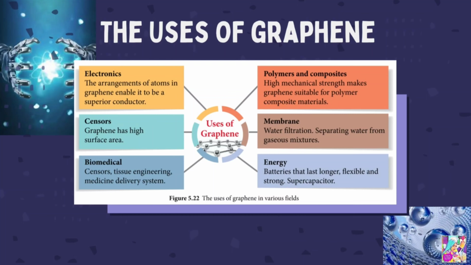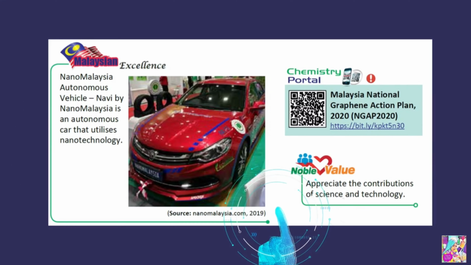Next, we use graphene in polymers and composites, because its high mechanical strength makes graphene suitable for polymer composite material. And then we use graphene in membranes. Why? Because of water filtration, separating water from gas mixtures. Lastly, the use of graphene is for energy, because batteries can last longer, flexible and strong. Also supercapacitors.